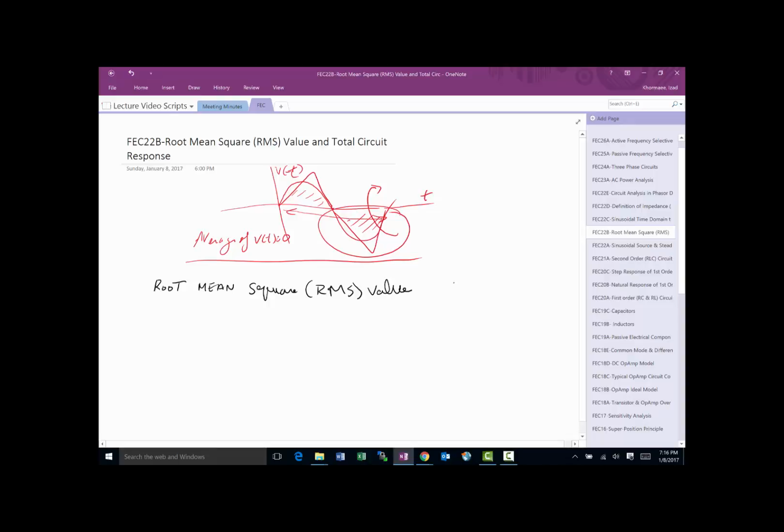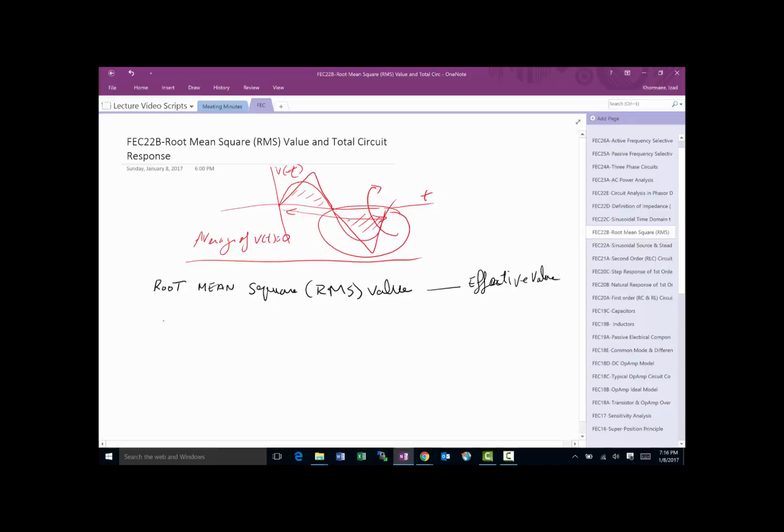Sometimes you may also see this referred to as the effective value, because if you were looking at the magnitude, this would be the effective value that is delivered. So sometimes we call it the RMS value and all that.